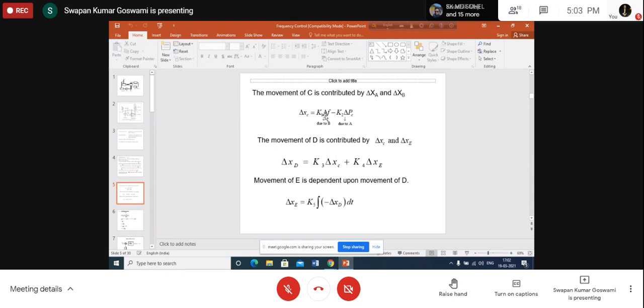Let us discuss it. Now we see that K2 delta Pc represents the change in the position of A. What is delta Pc? Delta Pc is the power increase or decrease command. How much power has to be increased or decreased? That is represented by delta Pc. So delta Pc basically is a power, and what power? The power that has to be changed at the output of the generator.